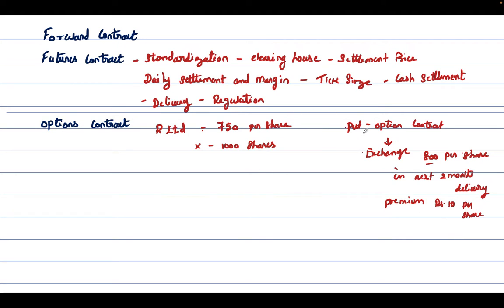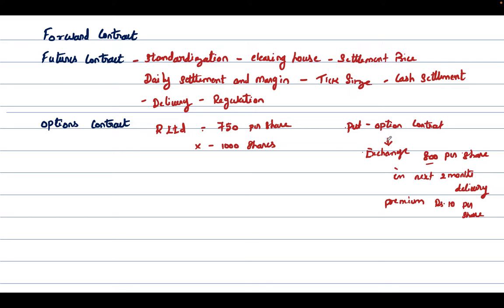So he will exercise this put option if the price of the stock goes below 790, and he will get 800 per share. And he will not exercise the option if the price moves more than rupees 800. If the price moves more than 800 after 2 months, he will not exercise this option.